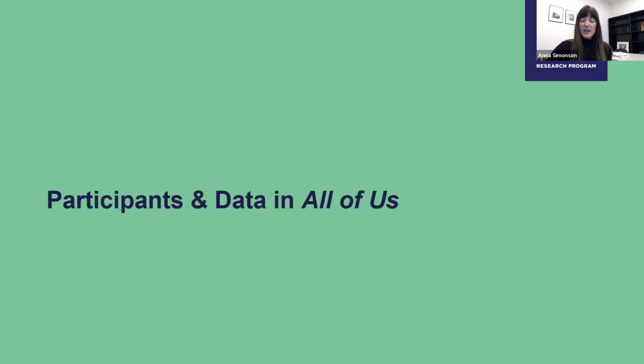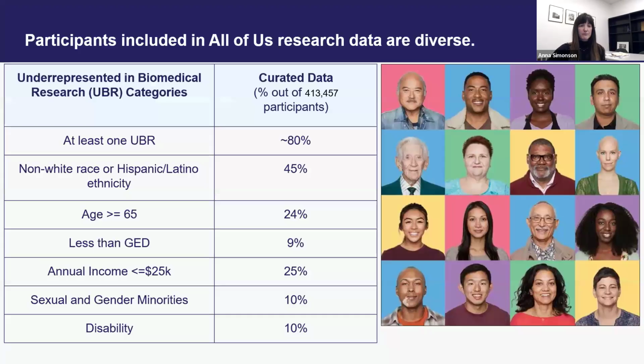So you're probably wondering now who the participants are and what data you will actually see in the All of Us data set. So let's move on to the next section. So as I said, one of the things that makes All of Us unique and one of its core values is that the diversity of its participants reflects the rich diversity of the US. And here you can see a breakdown of the categories we're referring to.